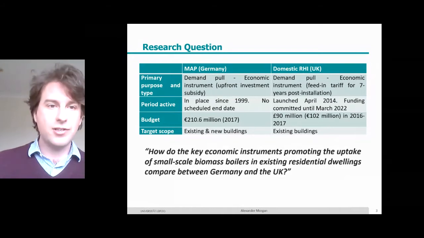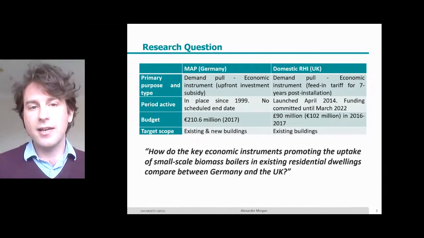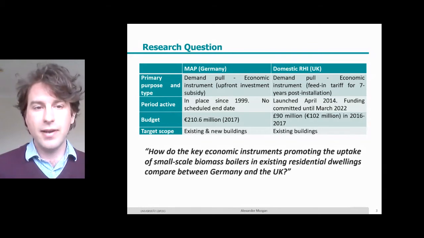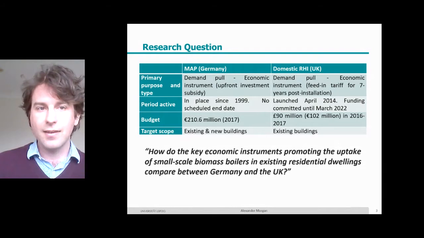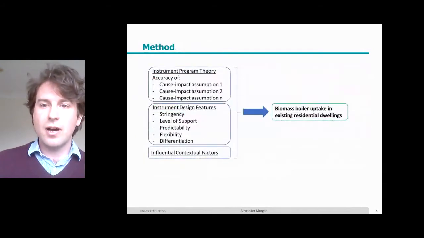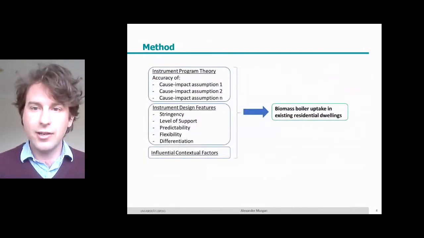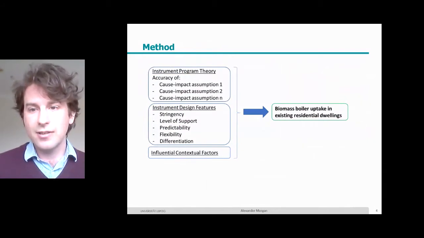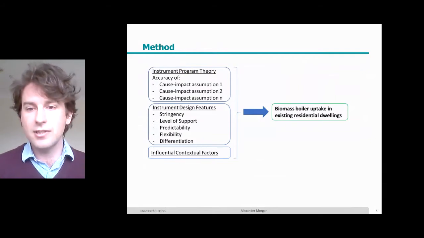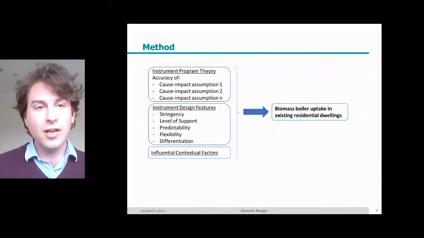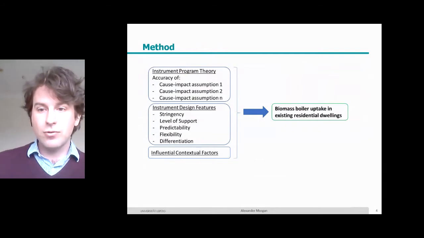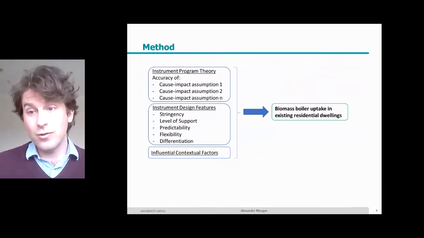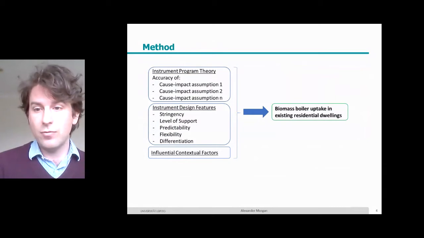So the specific research question that I asked was, how do the key economic instruments promoting the uptake of small-scale biomass boilers in existing residential dwellings compare between Germany and the UK? So I approached this research question by evaluating each policy instrument's performance at two different levels. The first level looked at the assumptions underpinning how each policy is meant to operate to meet its objective, namely its program theory. For example, for people to apply for the scheme, they must first, of course, be aware of it, and each policy therefore must have a strategy in place to ensure that the target population is aware of the scheme.